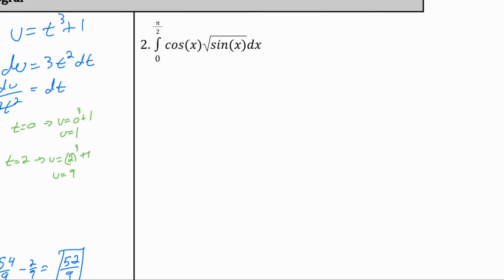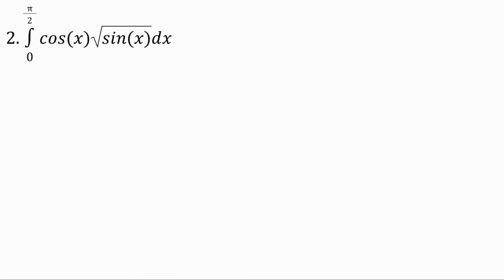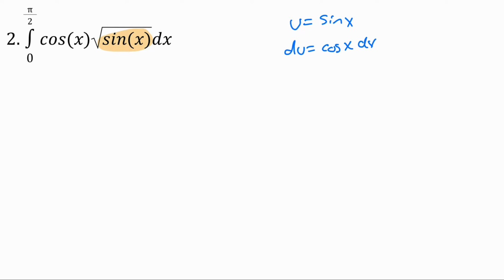All right, taking a look at another example here, we'll get that practice with the same idea. We're going to look for that u. In our case here, we have a term underneath a radical, so that's a likely candidate for u. So we'll say u equals the sine of x, and du is equal to the cosine of x dx. As we solve for dx, we have dx equals du over the cosine of x.